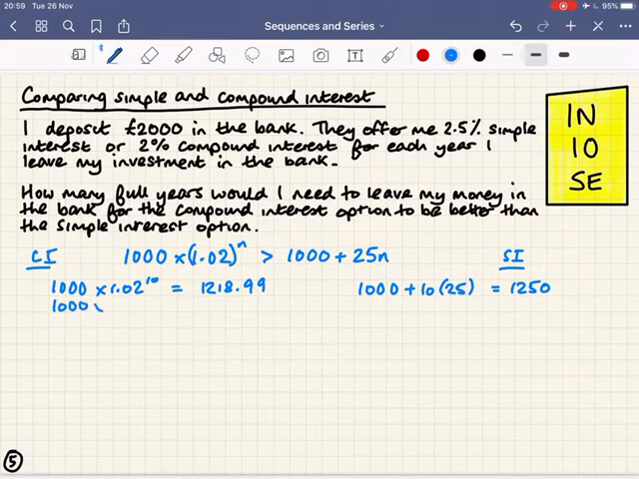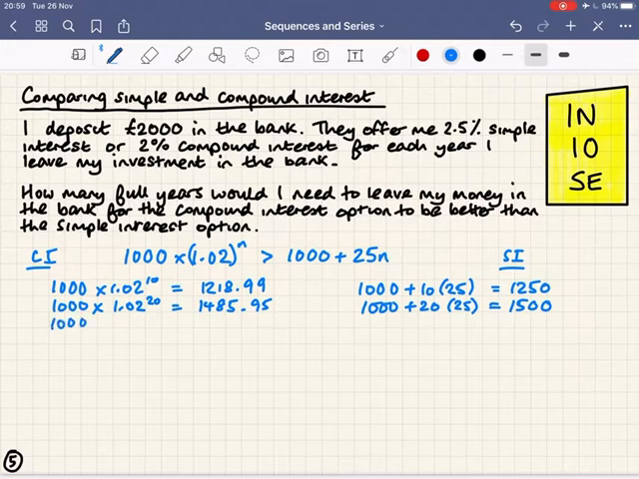1000 times 1.02 to the 20 gives me 1485.95. And if I go with simple interest, this time we've got 20 lots of 25. And it's still better to stick with the simple interest option. I've got 1500 there. But we're getting close. So let's try 25 years.